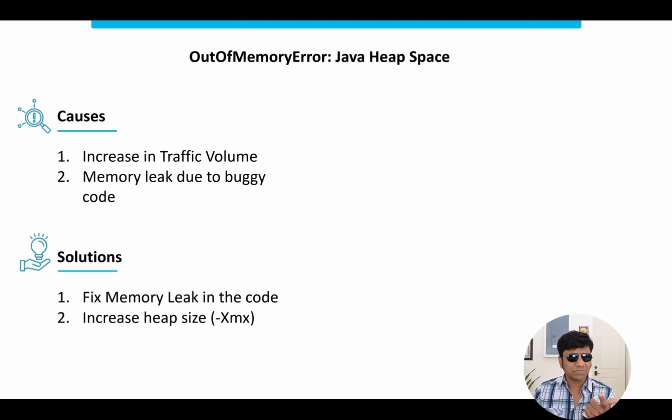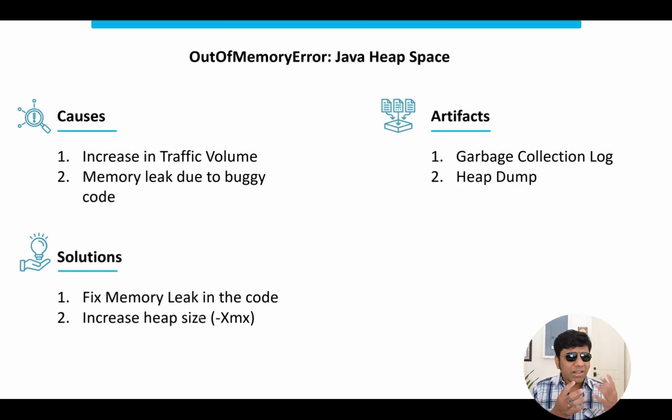What are the solutions to that? If it is because of a memory leak, you want to take a heap dump, confirm it's because of a memory leak, and then fix the memory leak in the code. Or if it's happening because of an increase in traffic volume, then maybe you can look at increasing the heap size, or you can look at commissioning more JVMs, additional JVMs.